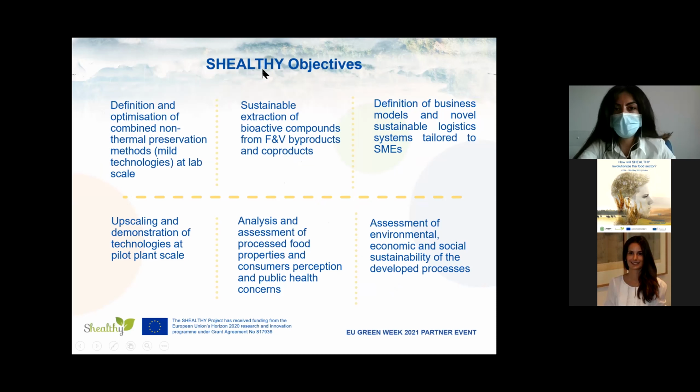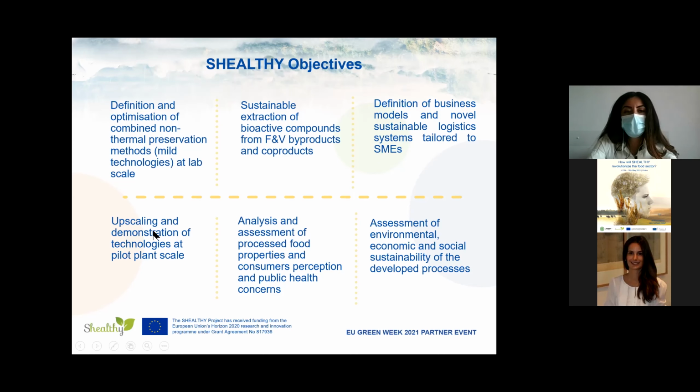Here you can see the SHEALTHY objectives. Basically we are aiming at combining non-thermal preservation methods, so mild technology, first at lab scale, and achieving a sustainable extraction of bioactive compounds from fruit and vegetable byproducts and co-products. This is from the technological point of view. Then in terms of management, we are going to define business models and novel sustainable logistics systems tailored to the needs of micro, small, and medium enterprises in the food sector.